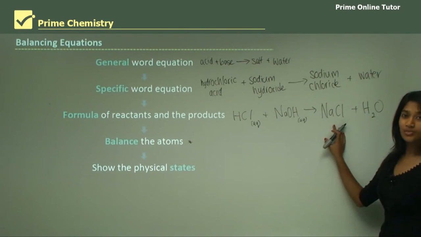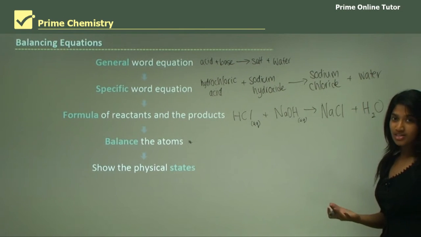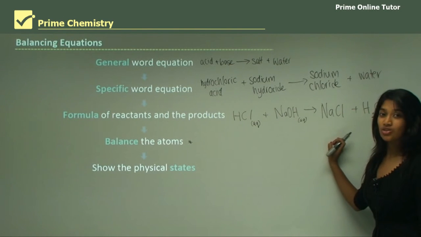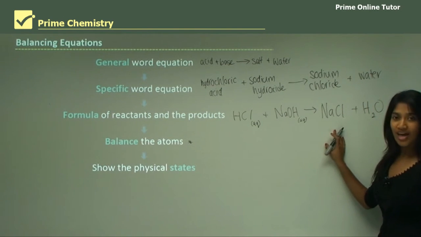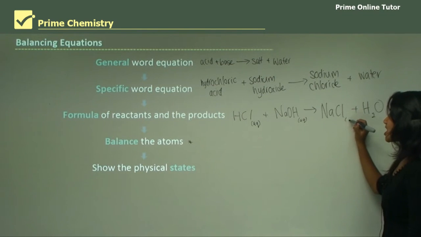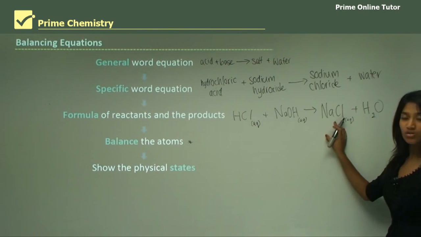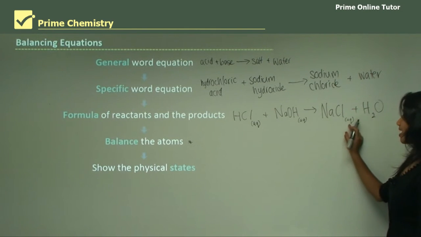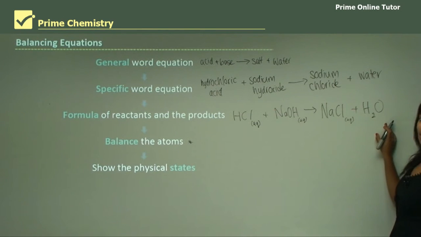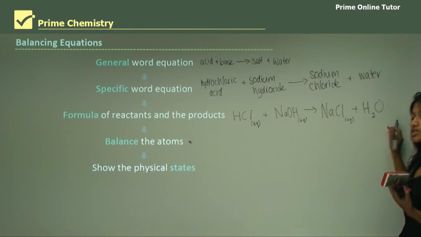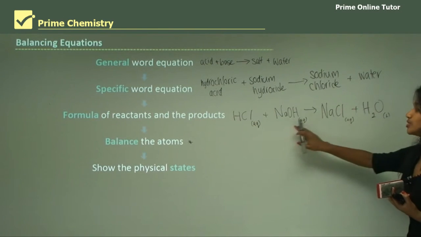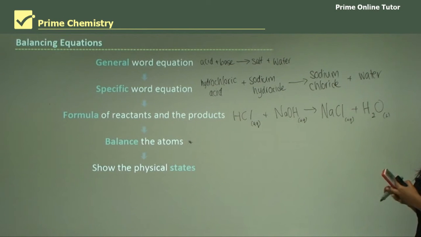Then we have sodium chloride. Now you would know this by the end of the year, that sodium chloride is going to be aqueous, because you'll be learning the solubility rules. But before that, just remember that sodium chloride is a salt, and usually most salts are in aqueous solution, so AQ. And then we have water. We know that water at room temperature is going to be liquid, so you would write a little L next to it. So that's how you would show the physical states, and that's how you would balance a chemical equation.